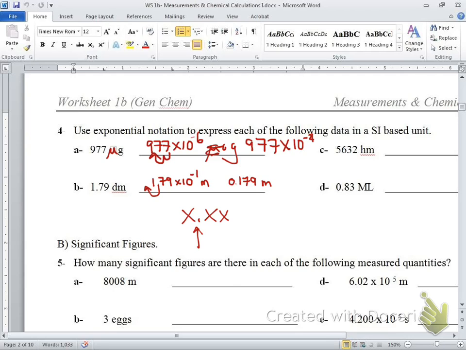So this is a stupid one. D. Sorry, I hate these ones. 0.83 megaliters. It's like, I don't even know where that number comes from, but okay, let's say you get that. All right, what's mega? 10 to the 6th, it's a million, right? So you would write this as 0.83 times 10 to the 6 liters.